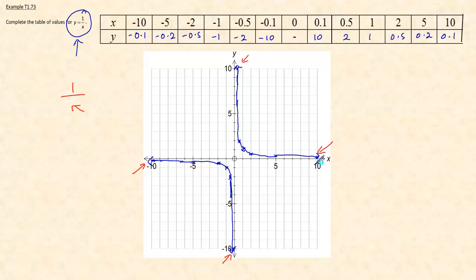So these lines, the x and y axis, that are approached by our curve, but the curve never gets there, those are known as asymptotes. So the x-axis is a horizontal asymptote, and the y-axis is a vertical asymptote.